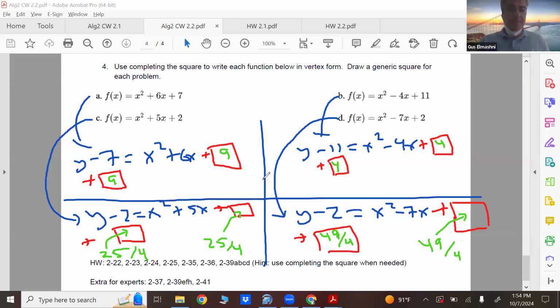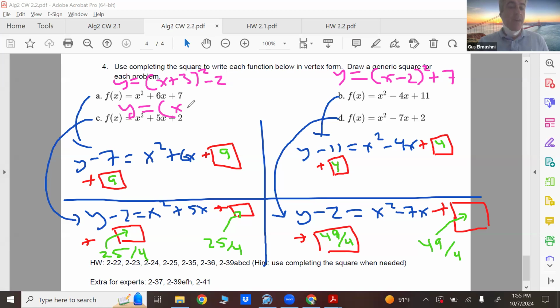So I'll write the answers in pink right next to them. Because that becomes 2, right? You have to move it over. y equals (x minus 2) squared plus what? 7. Awesome.